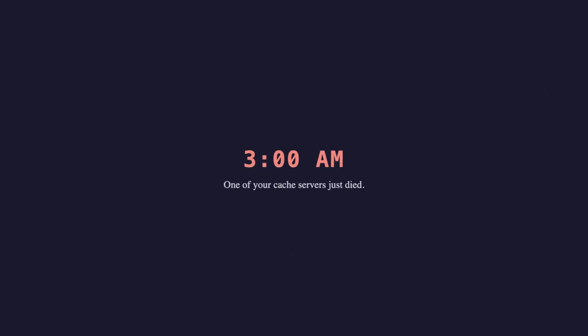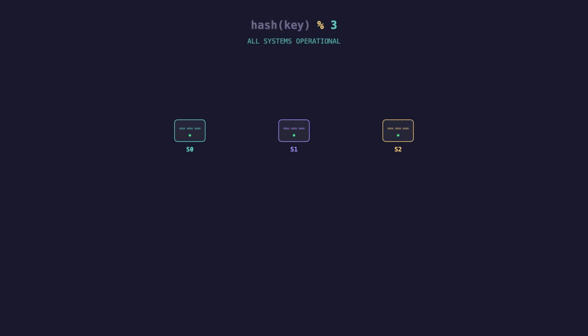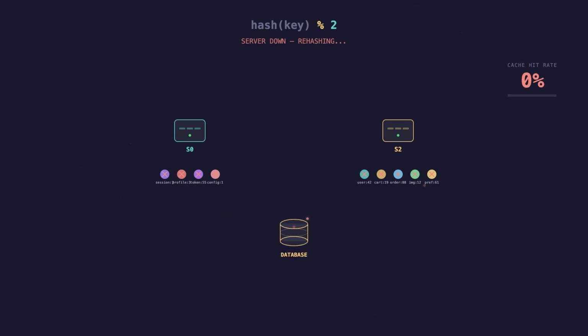It's 3 a.m. and one of your cache servers just died. You had 3 servers splitting the load evenly. Users were happy, response times were fast. But now, with one server gone, something terrible happens. Every single cached item is suddenly on the wrong server. Your cache hit rate drops to 0. Every request now slams directly into your database, and your entire system starts to buckle under the load.